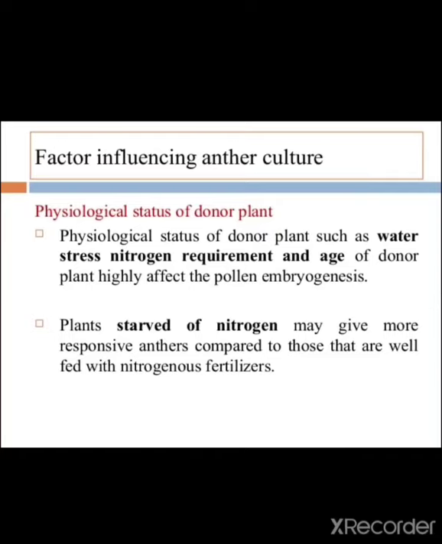Physiological status of donor plant. Physiological status of donor plants such as water stress, nitrogen requirement and age of donor plant highly affect pollen embryogenesis. Plants which are starved of nitrogen may give more responsive anthers compared to those that are well fed with nitrogenous fertilizers.